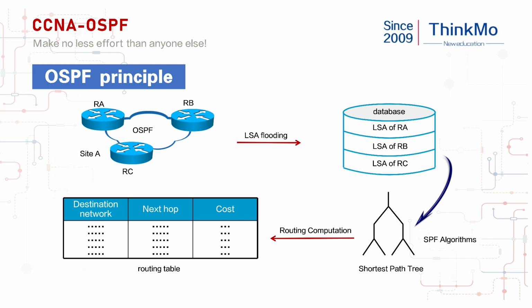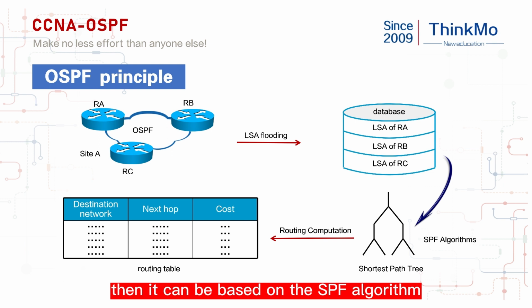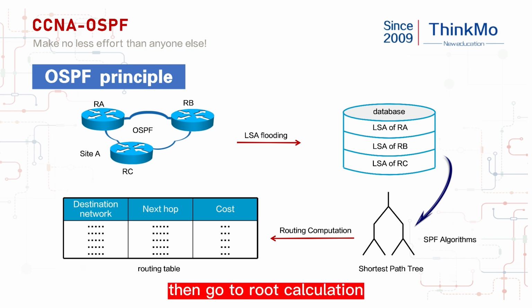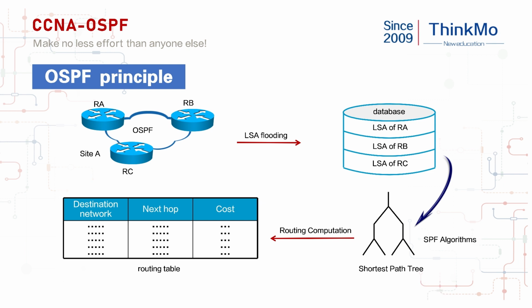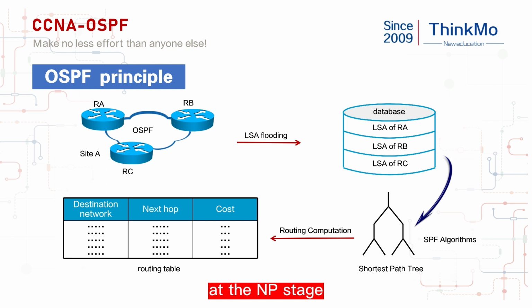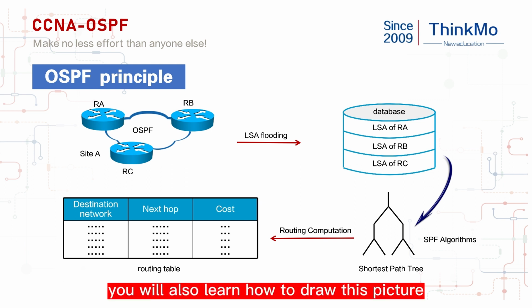For a device, it just needs to have all the information. Then it can, based on the OSPF algorithm, calculate the shortest paths. This is what we call the shortest path. Each device counts as one. For example, this is RA. This node is A. Then it goes to RB or RC. Then it counts the cost, and then goes to route calculation. Only then can the routing table of the device be calculated. Relatively speaking, the principle is very complicated. At the NP stage, you will also learn how to draw this picture.